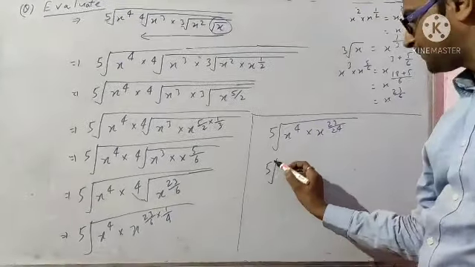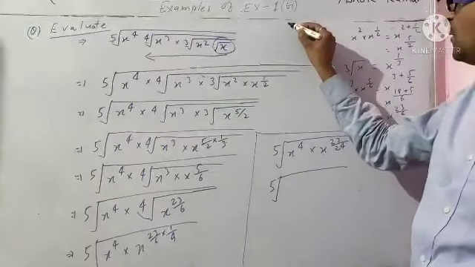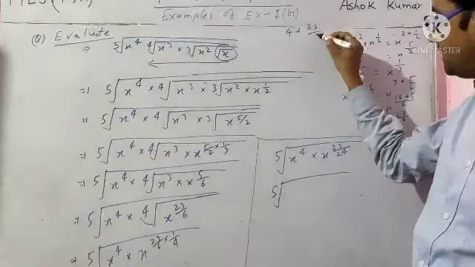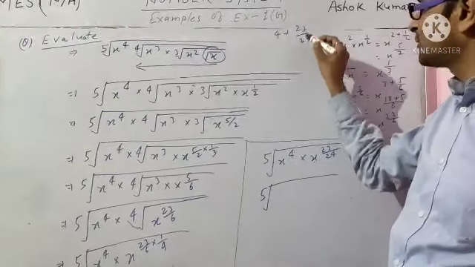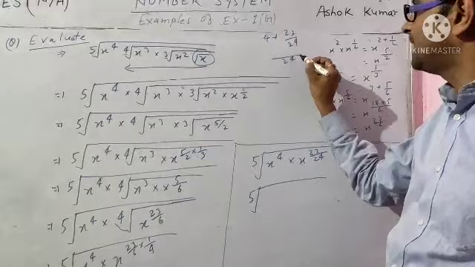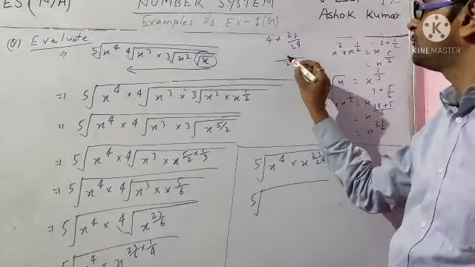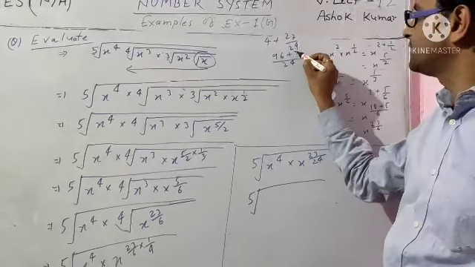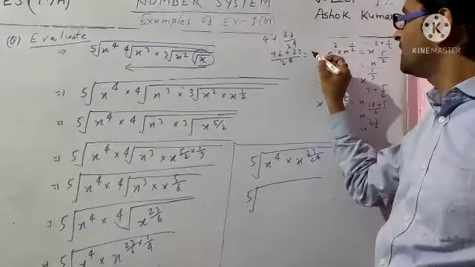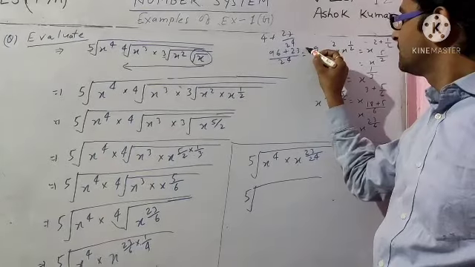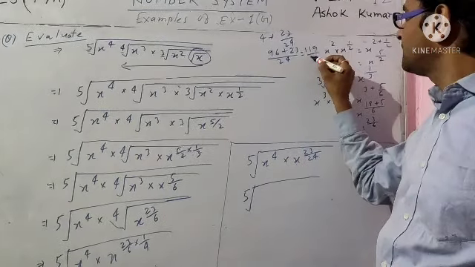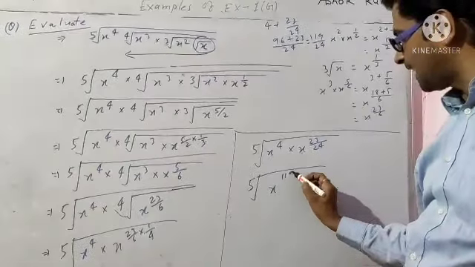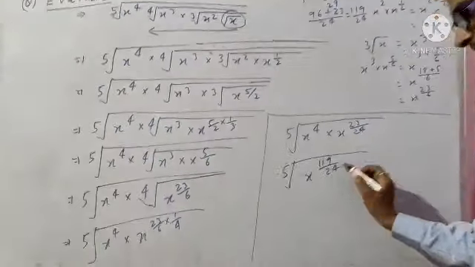So we can write here fifth root of 4 plus 23 by 24. 4 plus 23 by 24, take the LCM 24. 24 into 4 is equal to 96, plus 23 equal to 119 by 24. So we can write here x to the power 119 divided by 24.